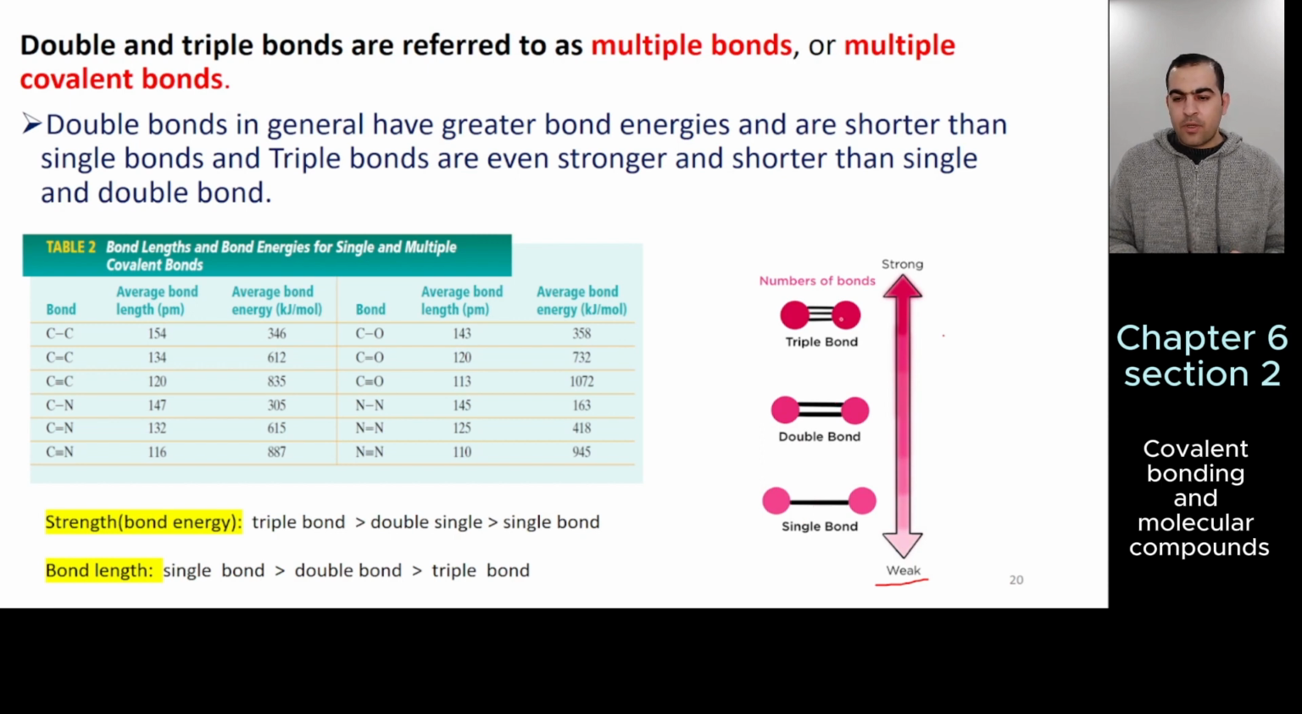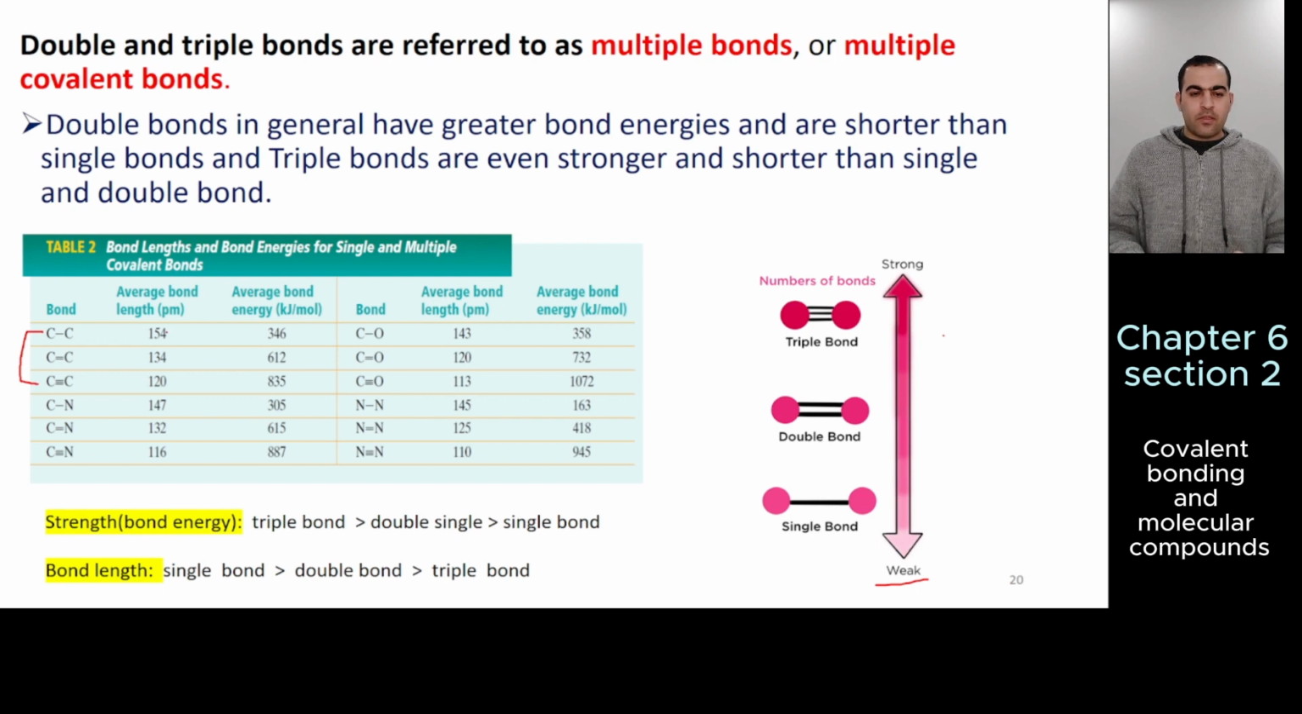Okay. What about bond length? The triple bond is very short and is shorter than double. Double is shorter than single. Single is longest, right? So you must know which bond is very strong. Triple, there are 3 bonds. So when there are 3 bonds, the bond is very strong, and you need higher bond energy.